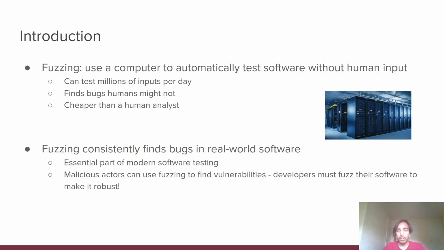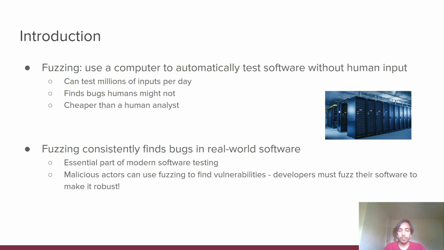So, we look at an alternative way of testing programs, which is called fuzzing. Now, fuzzing is an automated software testing technique which can test millions of inputs in a day. It can find bugs that a human might miss, and it is much cheaper to employ than a human analyst. Fuzzing has been successful in finding bugs across all different kinds of software. It has found bugs in operating systems, browsers, hypervisors, and even bare metal hardware.